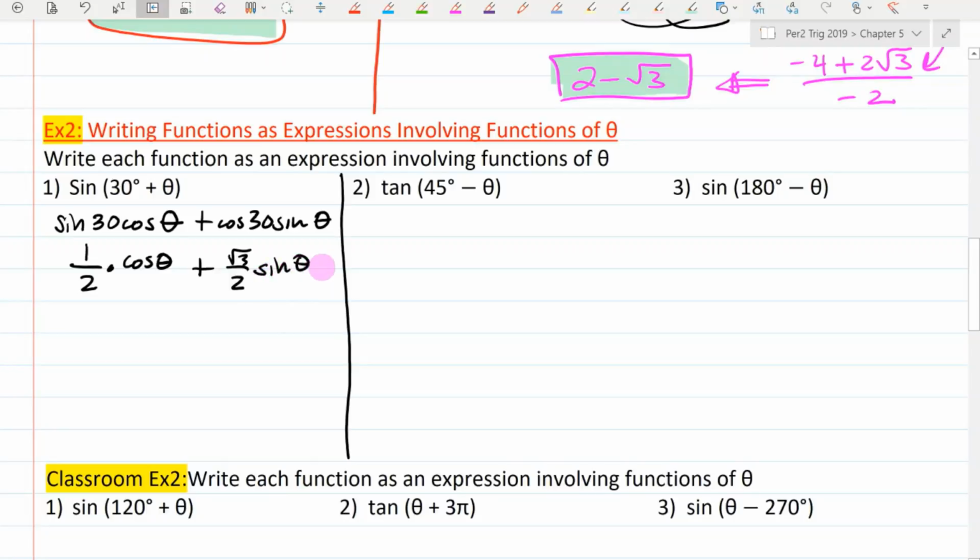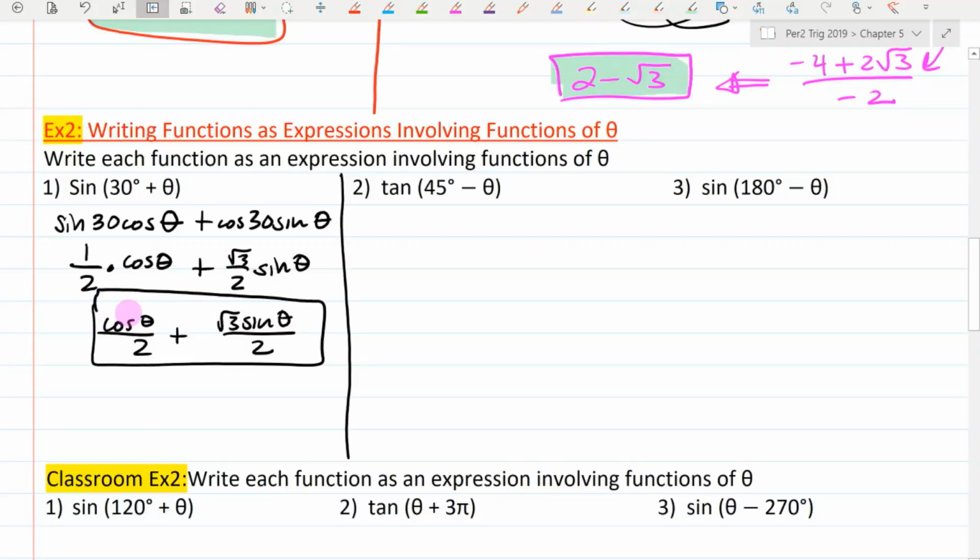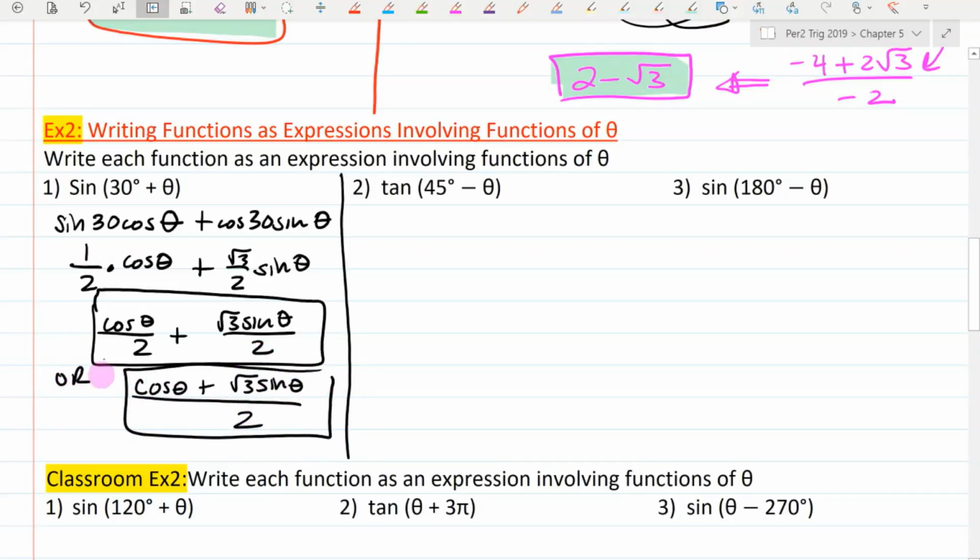times sine of theta. And really, if you want, you could just leave your answer like that. Or you're going to have to simplify it a little, so maybe radical 3 sine theta over 2. You can combine them, but you have to keep them separate from each other because they do have the same denominator. So either one of these two answers is fine. You can leave your answer like this or like this. Okay, whichever one you prefer. I'm going to do the first 3 so that you guys can do the next 3.